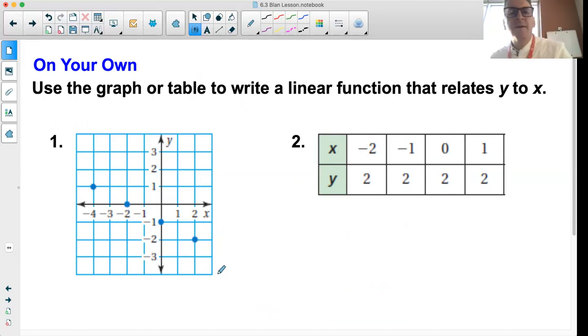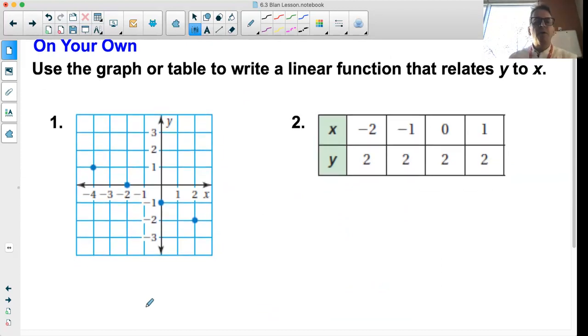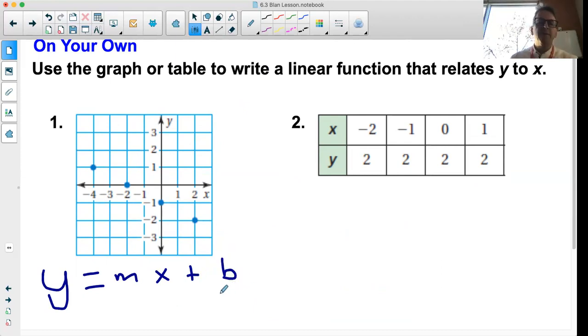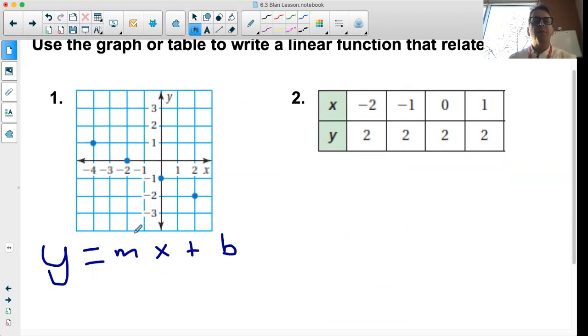Now keep in mind here, we're going to focus on y is equal to mx plus b. We're going to focus on finding the slope, finding the y-intercept, and then creating our equation. All right, so first off, slope.